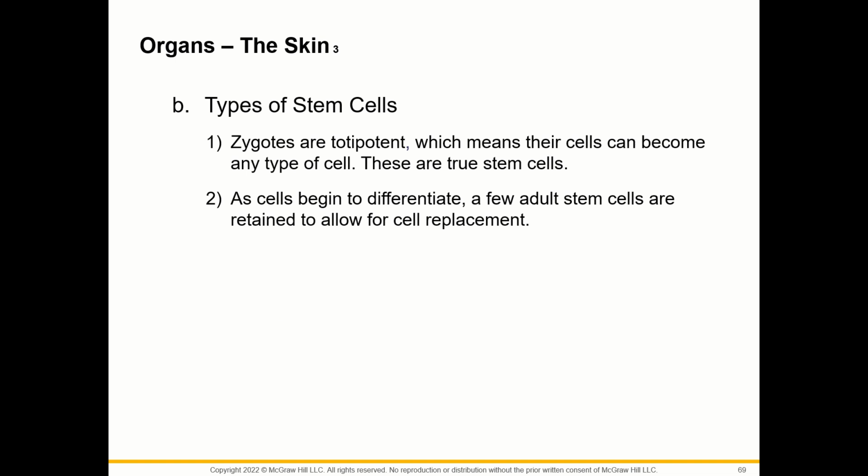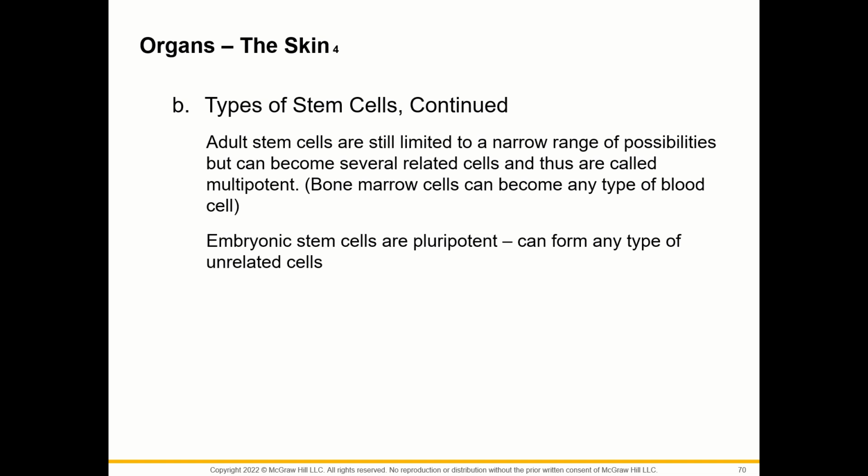But once the cells begin to differentiate, which means they become the cells that they're specialized to be based on their location, a few adult stem cells are retained to allow for cell replacement, because we have to still be able to regenerate our tissues. So adult stem cells are limited to a narrow range of possibilities, but they can become several related cells and are thus called multipotent. So bone marrow cells, for instance, can become any type of blood cell. Embryonic stem cells are pluripotent, and they can form any type of unrelated cells.